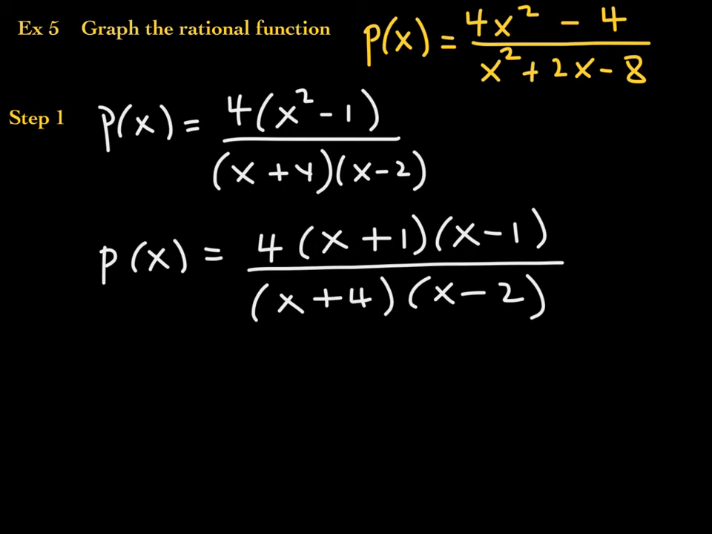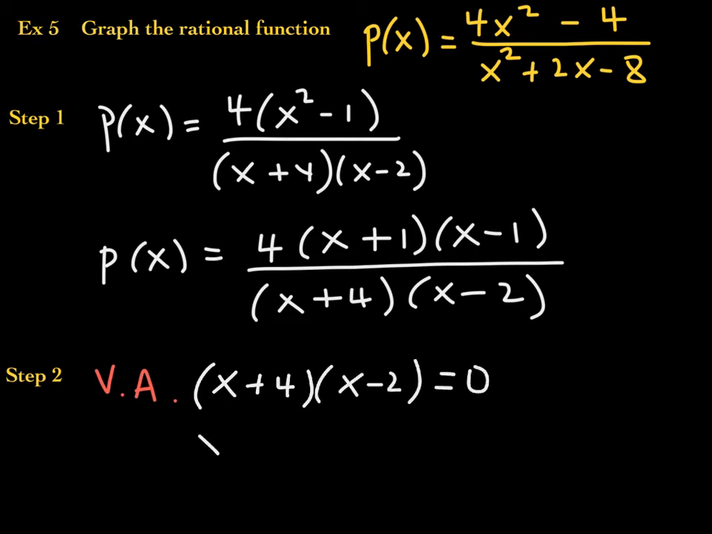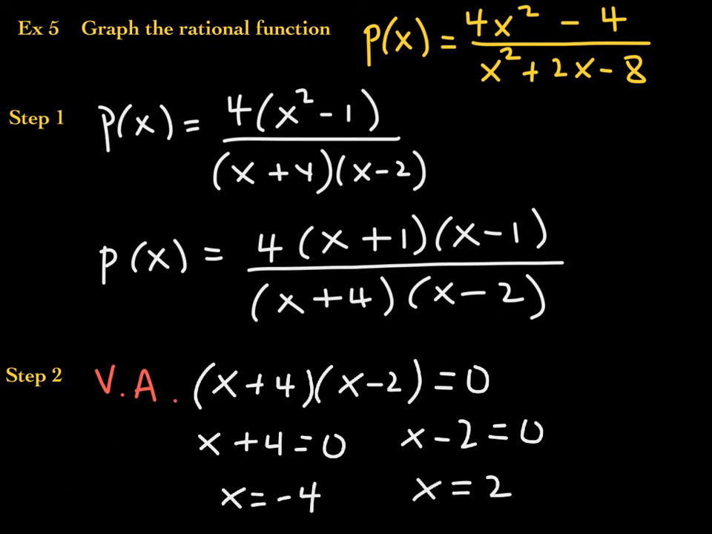All right, let's go to step 2, vertical asymptotes. Let me take the factored form of the denominator, and let me set that equal to 0, and then solve. And so when you set each factor equal to 0 and solve, you get 2 different vertical asymptotes. One of them is x equal to negative 4, and the other one is x equal to positive 2. So you have 2 vertical asymptotes, which means you'll have 3 pieces of the graph.